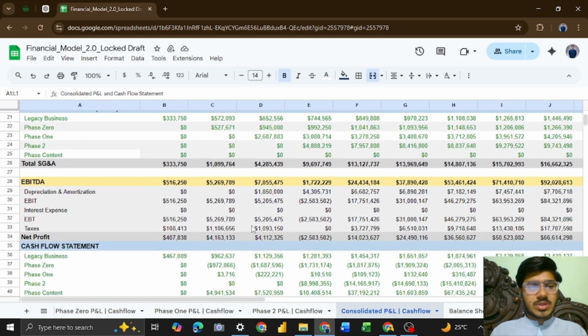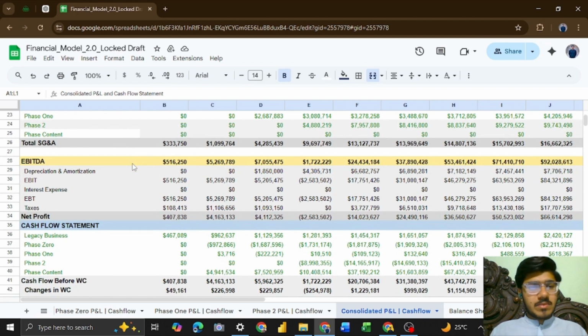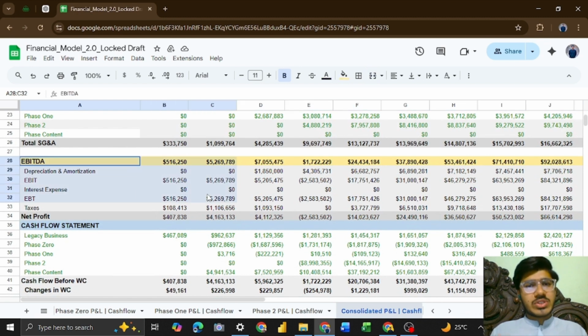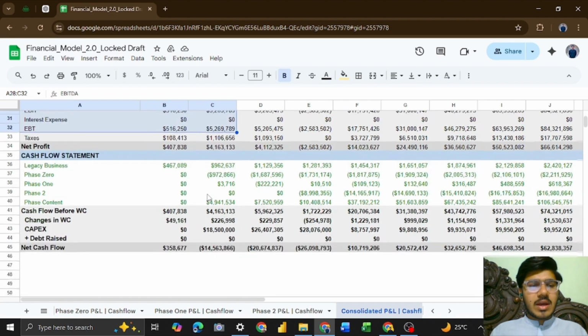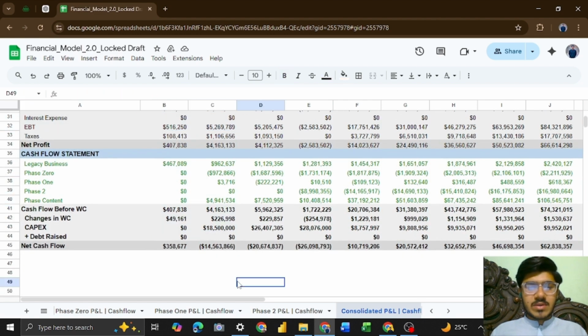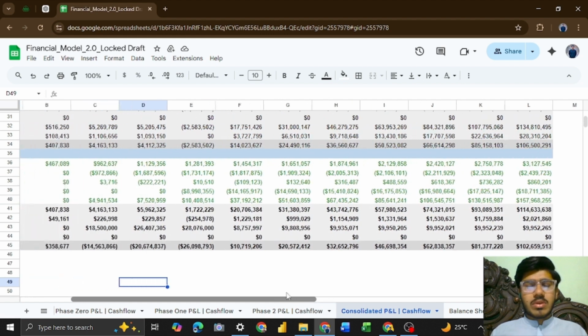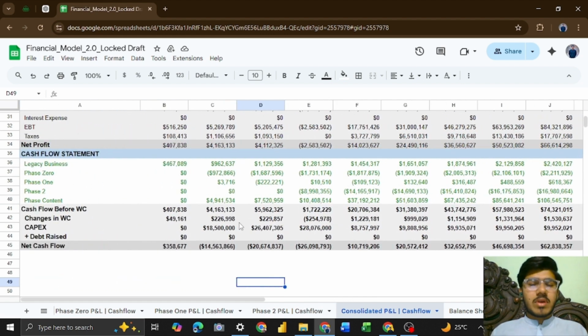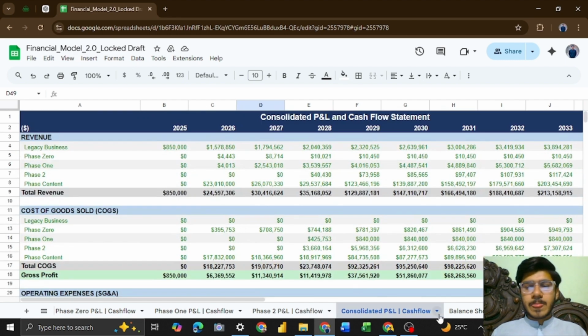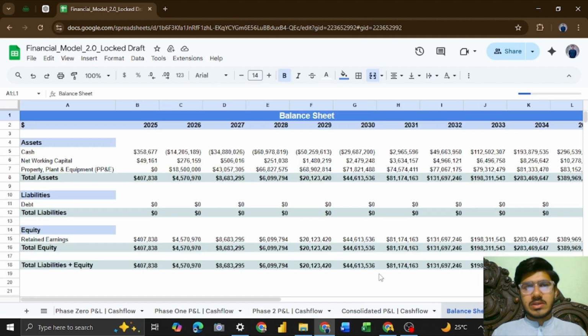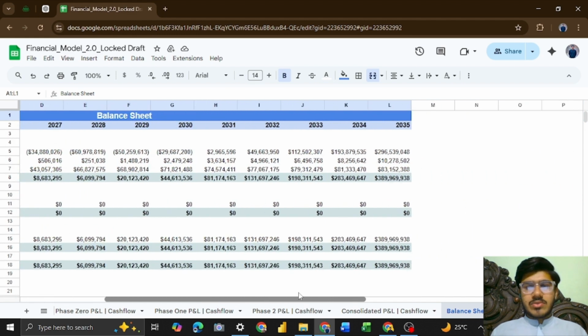And at last, you can see all the calculations getting done here, and also the cash flow statements. As you can see, all these numbers are workable and connected through formulas. Then we have a balance sheet for all phases, for the complete business, and the numbers are completely matching, as you can see.